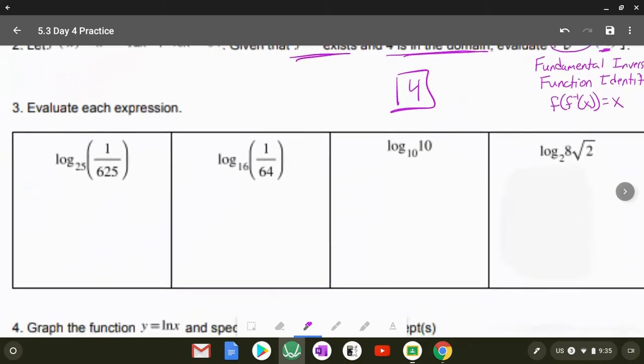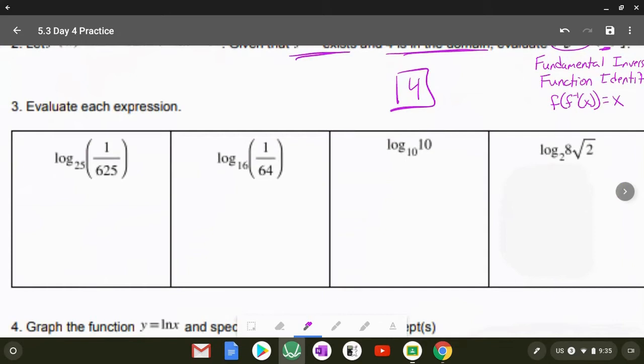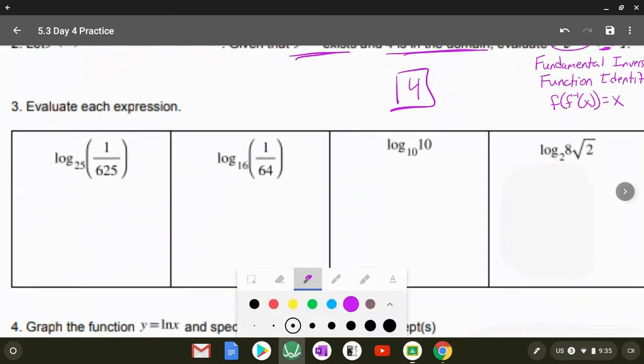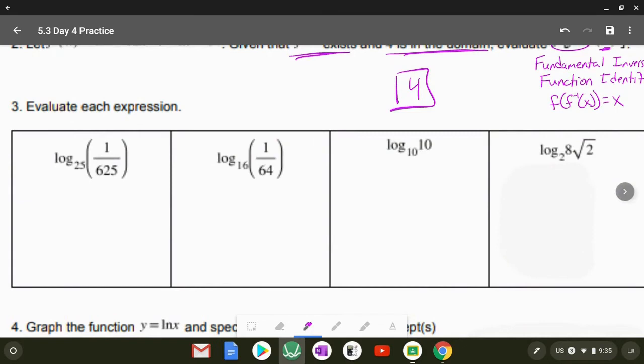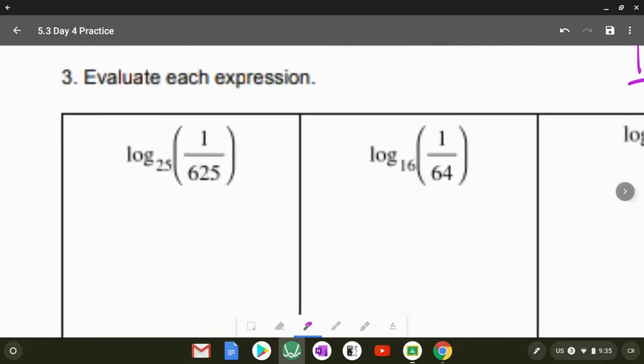For number 3, this is more practice on what we did yesterday. It's just evaluating your log functions. So if we take a look at the first one, we want to evaluate what this actually is without a calculator. The way we do that is we'll set this equal to some unknown. We'll call it x. And then we have to convert to exponential in order to do that. So we take the base of the log. That's going to be the base of our exponent. Make that other side the exponent. And then the inside of the log is going to be the answer.